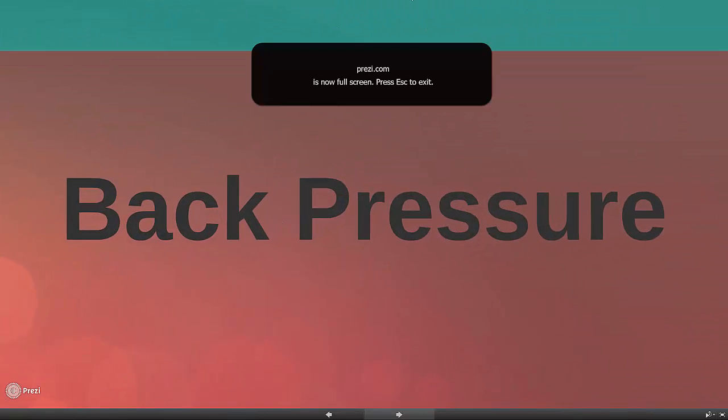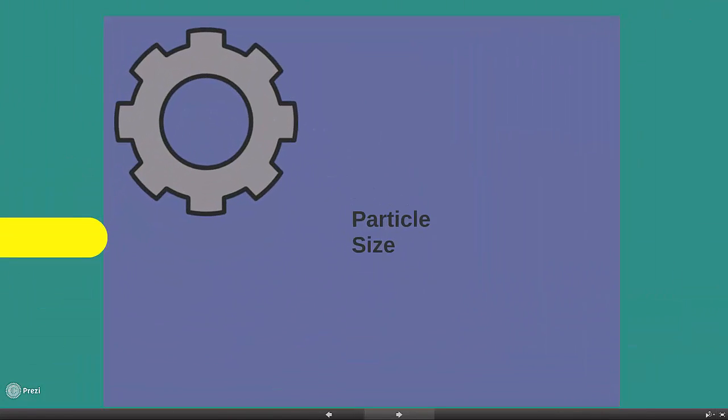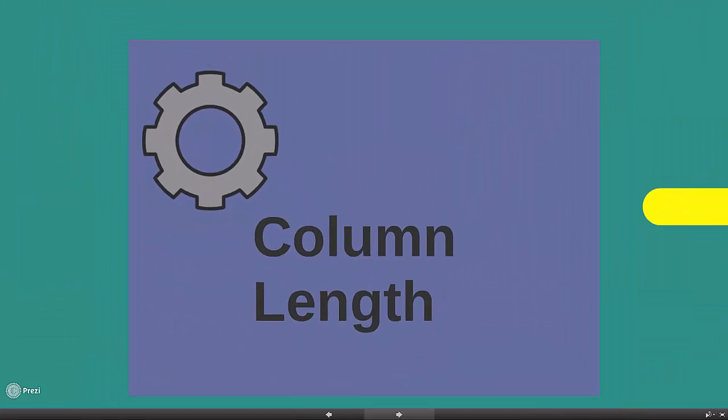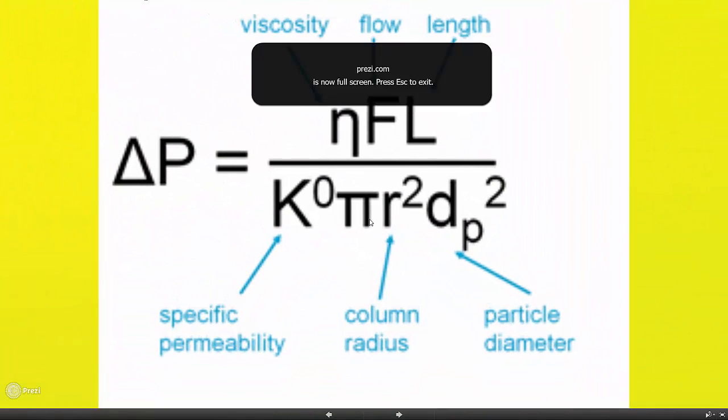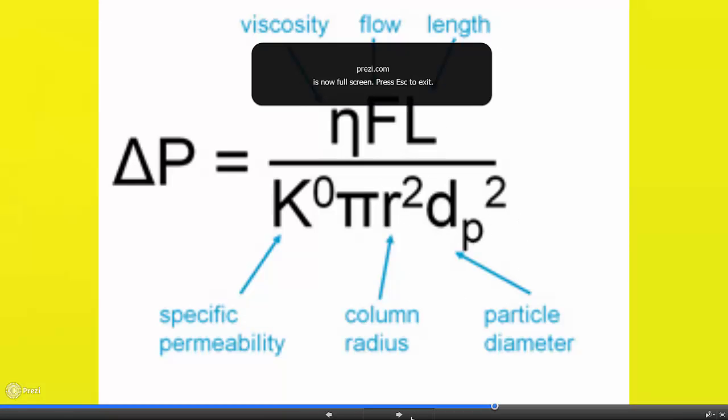And let's look at back pressure. Back pressure is another HPLC parameter. It depends on column length, particle size, and column diameter. So we have this equation here, where viscosity is this symbol here, which looks like a Greek letter, and here we have particle diameter and L is length.